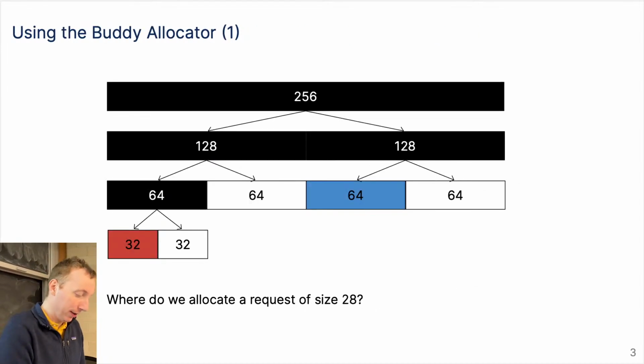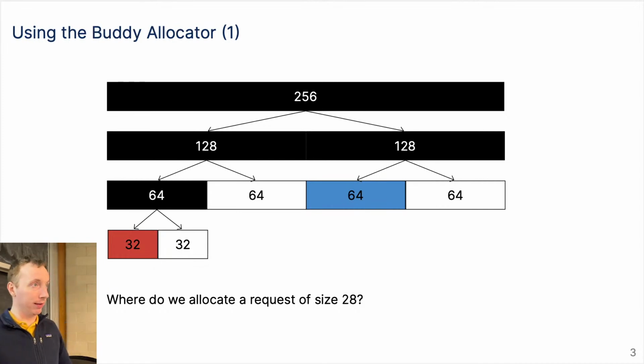Well, say we have a buddy allocator and it's managing 256 bytes. That's all of the memory it's managing at the top. Originally it would have been 1 block, but we used it, and in this case, it currently has 2 allocations, one in the red block, one in the blue block.